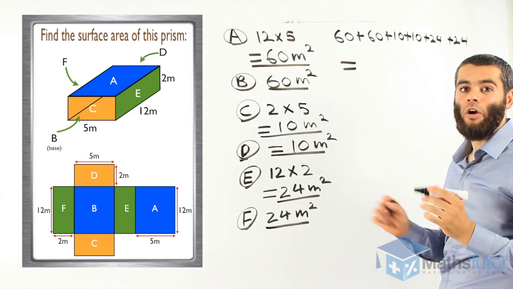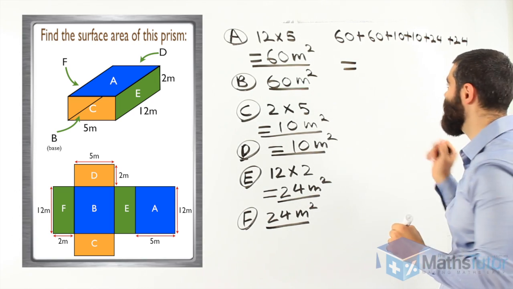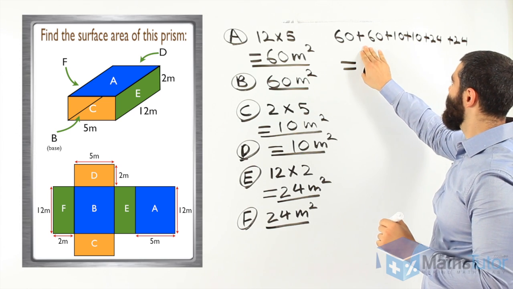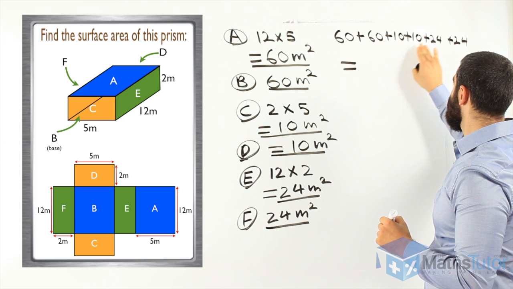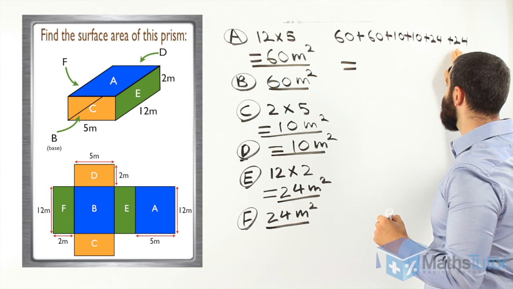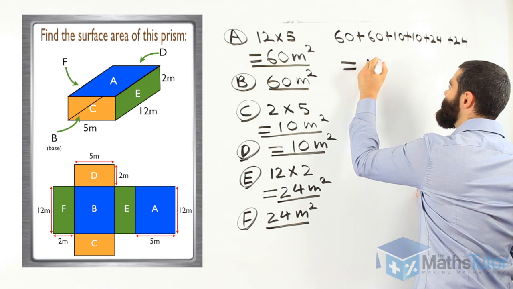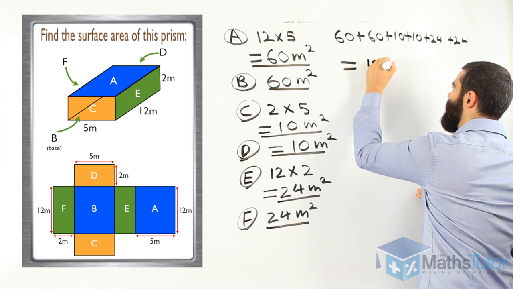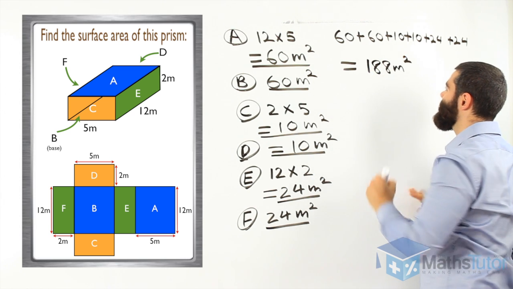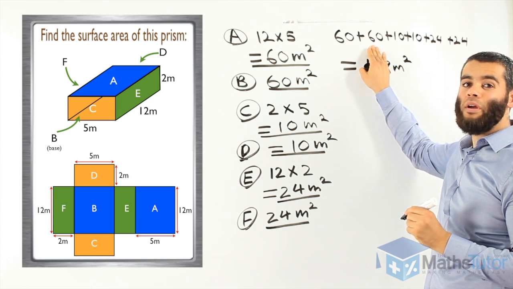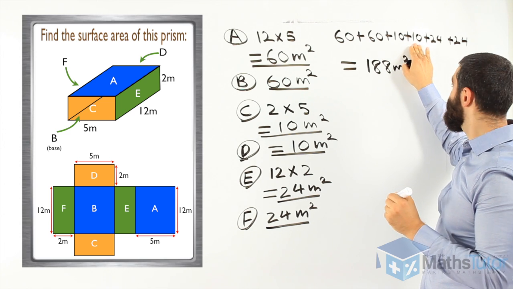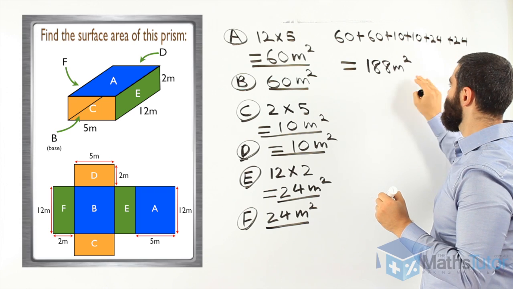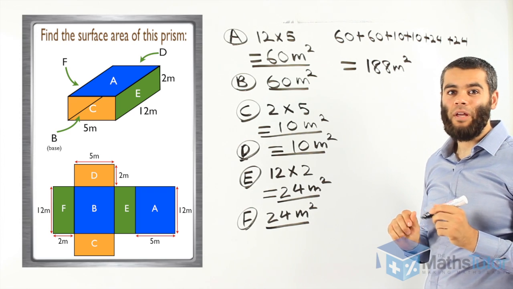So all up, we're going to add them together. Grab your calculator and add them with me. 120 plus 10, 130, 140 plus 24 plus another 24, 188 square meters. 60 plus 60 is 120, plus 10, 130, plus another 10, 140, plus 48, 188 square meters.